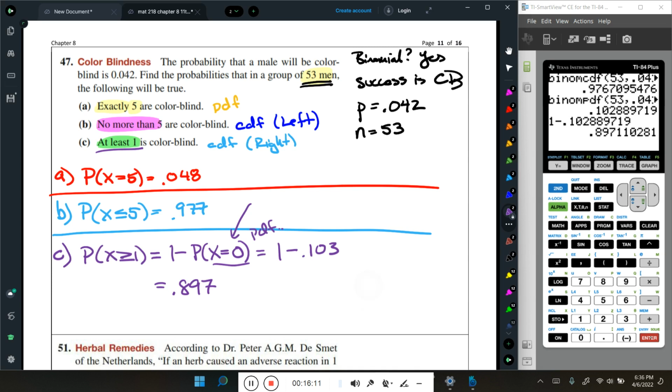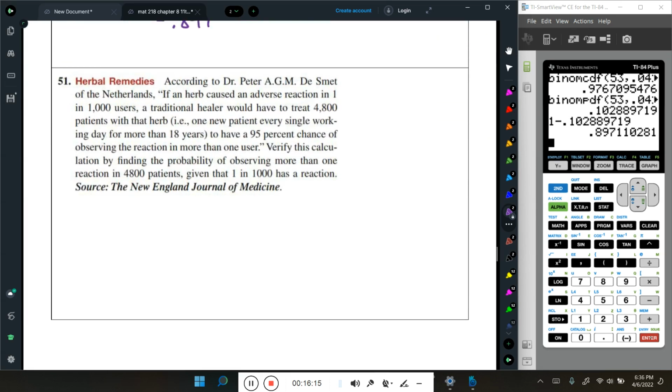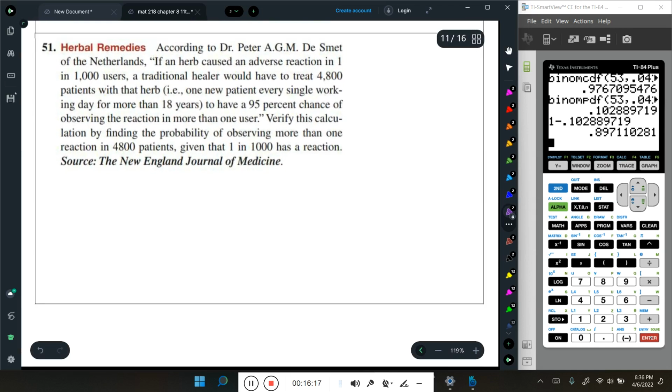All right, moving on to our last example, and then we'll be done with section 8.4. According to this doctor, Dr. Peter A.G.M. de Smet of the Netherlands, if an herb caused an adverse reaction in 1 in 1,000 users, a traditional healer would have to treat 4,800 patients with that herb to have a 95% chance of observing the reaction in more than one user.